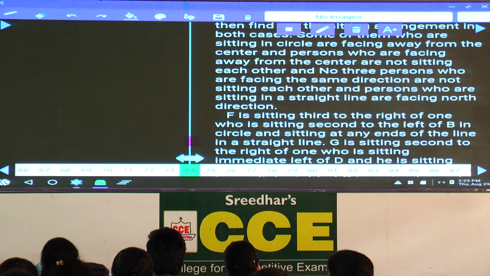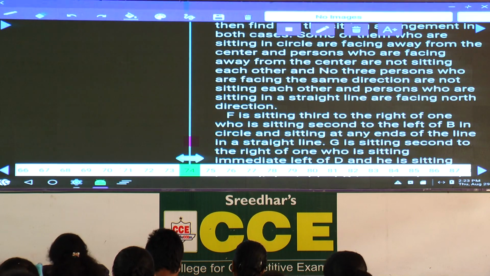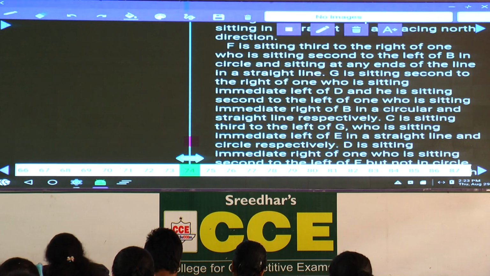Now 3 persons who are facing the same direction are not sitting adjacent to each other, and persons who are sitting in a straight line are facing towards north. This is the information provided. Now this is just the basic description of the arrangement.